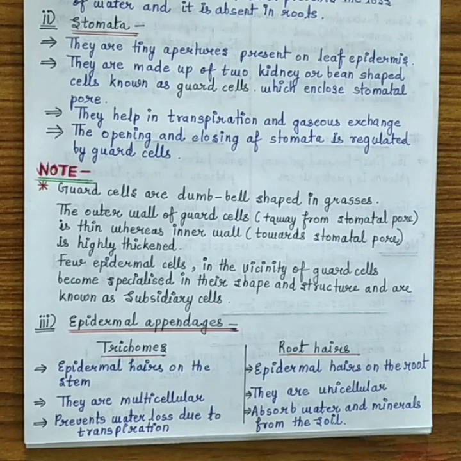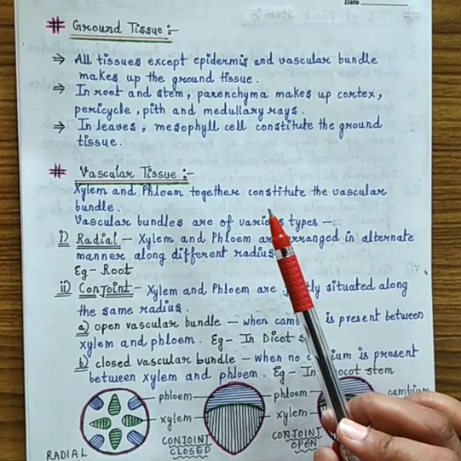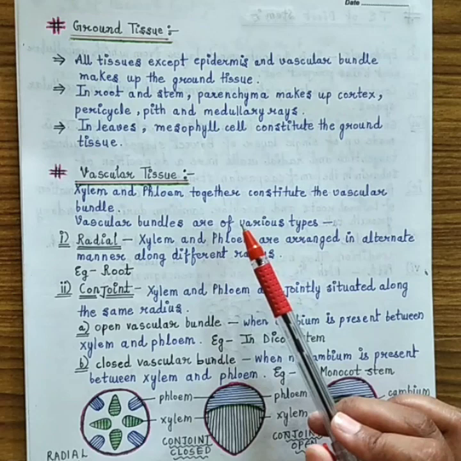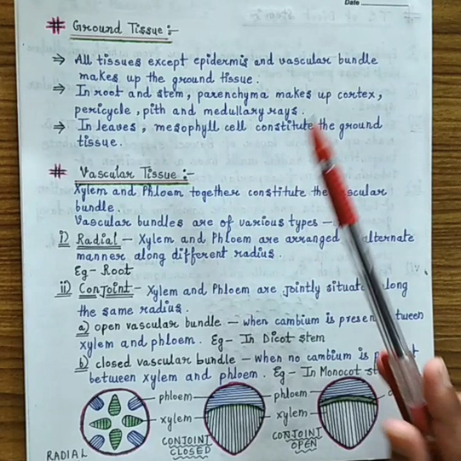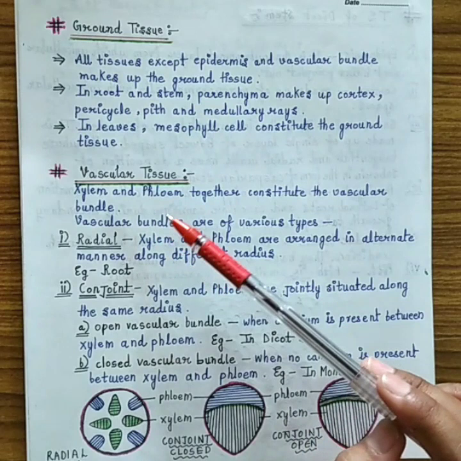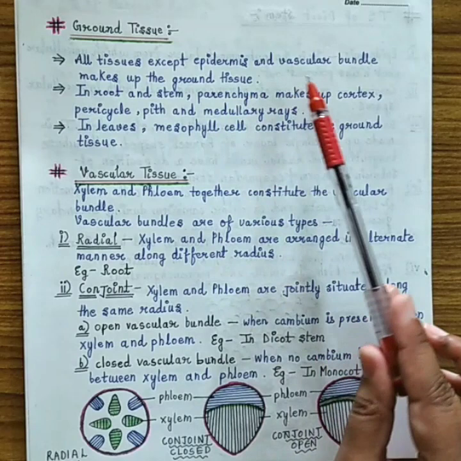Now, this was all about epidermal tissue, and now we'll talk about the ground tissue. As we've already studied ki jo apical meristem ke jo cells hote hain, wo hi epidermal tissue, ground tissue or vascular tissue form karte hain. So, abhi tak we've studied about epidermal tissue, now we are moving ahead and we'll talk about the ground tissue. So, all the tissue except the epidermis and vascular bundle. Epidermis outer tissue hai, vascular bundle inner tissue hai. Unke beech mein jitne bhi tissues lie karte hain, unhe hum ground tissue bolte hain. So they constitute the ground tissue. The tissues except the epidermis and the vascular bundle make up the ground tissue.